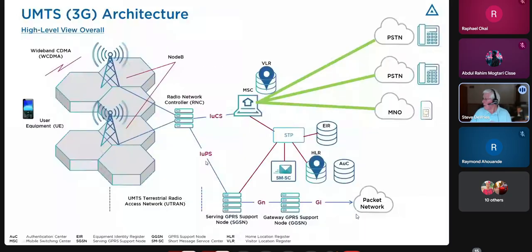How are we doing? Let's take a look at just this general architecture, and then we'll call it a day today, I think.